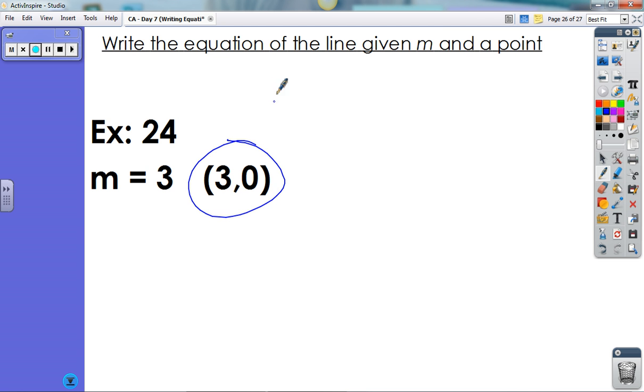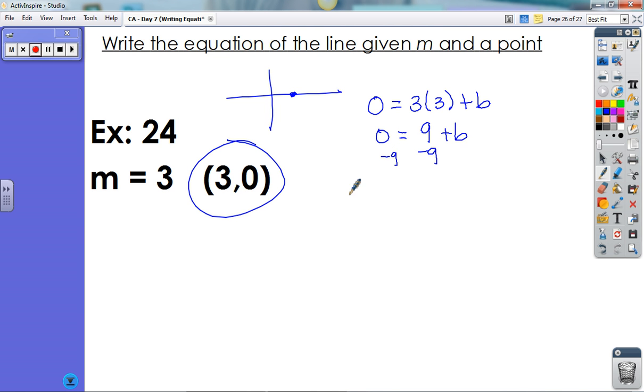This would not be my y-intercept. Be careful, because this is an x-intercept, so you can't do it the same way I was just mentioning on the last one. So I have y equals mx plus b. Subtract, and I have a b value of negative 9. So I end up with 3x minus 9.